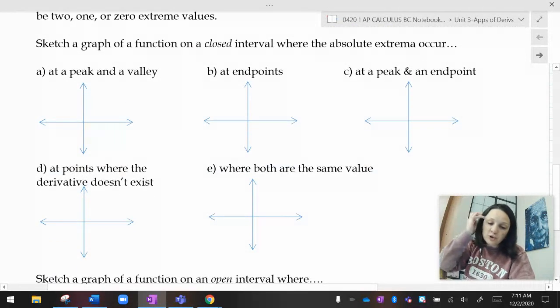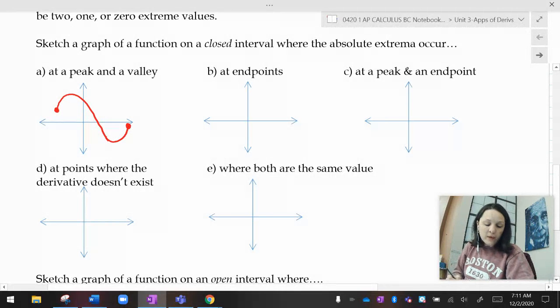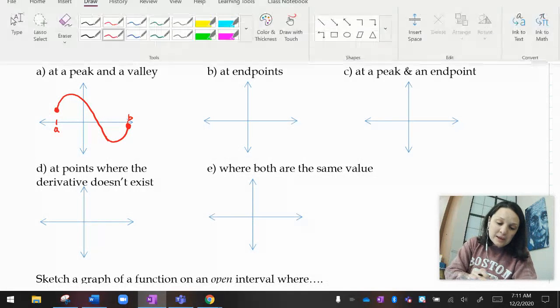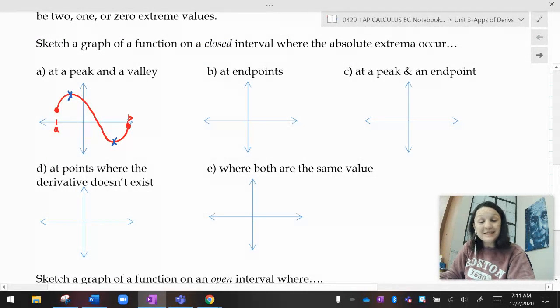So sketch a graph of a function on a closed interval where the absolute extrema occur. Okay, how about at a peak and a valley? So I could have something like this, where my absolute extreme values, okay, there's a closed interval from a to b, and up here would be my absolute maximum, and down here would be my absolute minimum, because that's the highest y value and the lowest y value I get to. These also happen to be relative extreme values. That's a local max and a local min.